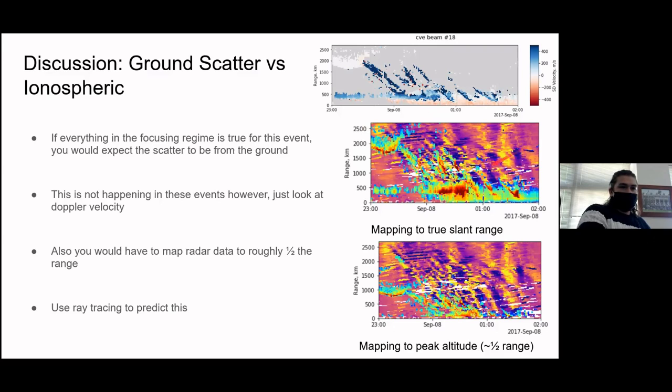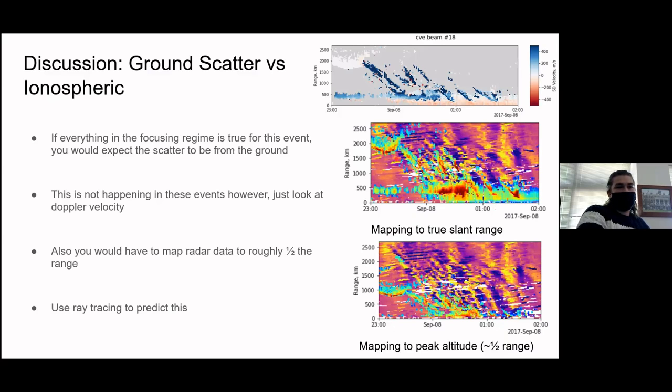Also, I mentioned you can map it to a different range. So I did that, and it just looks not good right here. Whereas if you map it to the true range, it matches up much better. This might not be the highest resolution plot. Again, you can see that these match up pretty well.